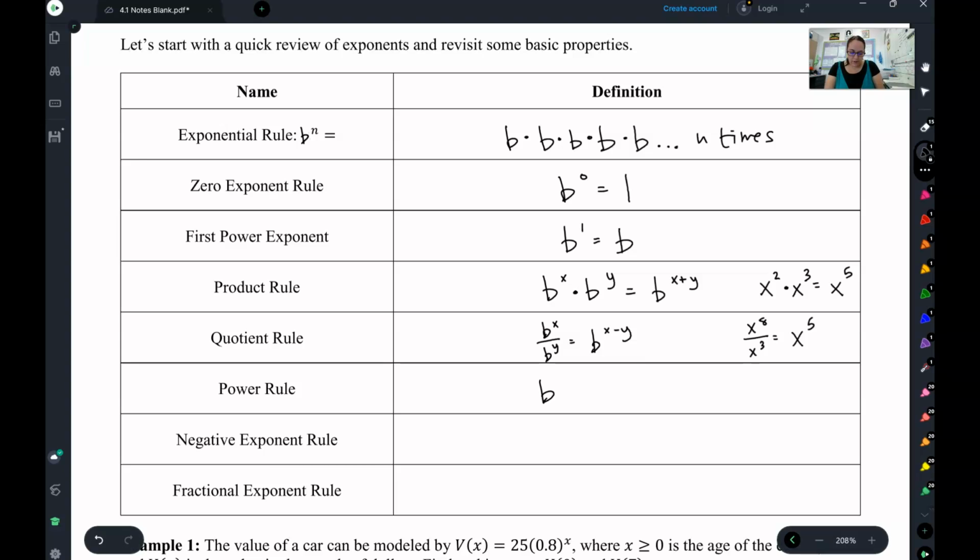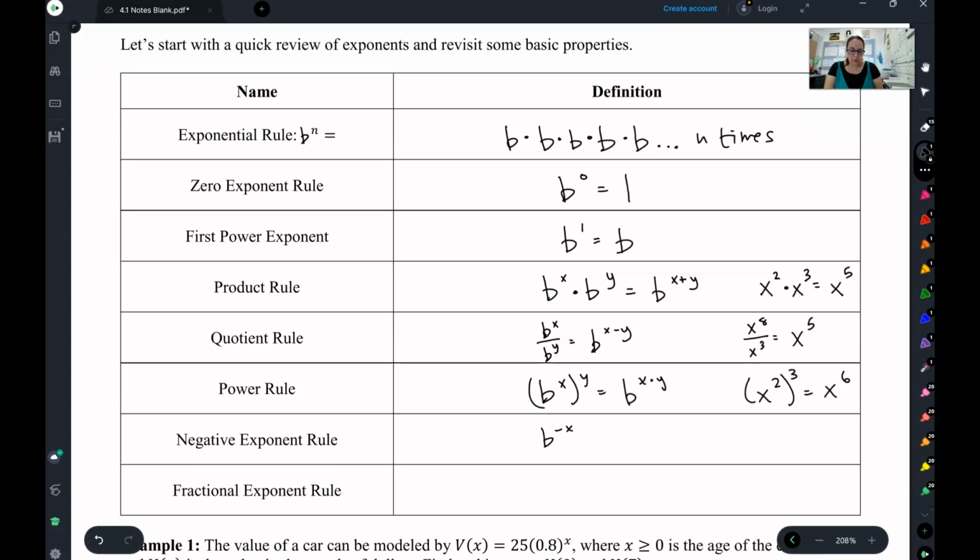Power rule, if you have something raised to another power, that is where you multiply. So I have x squared raised to the 3rd. Then I would multiply those and get x to the 6th.